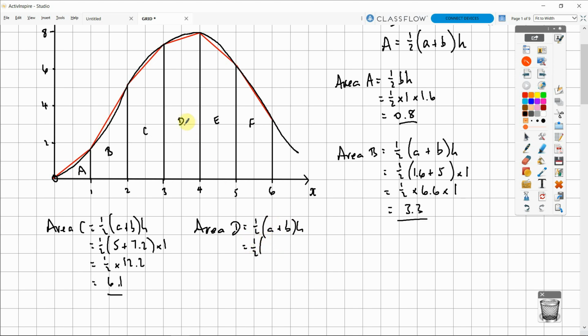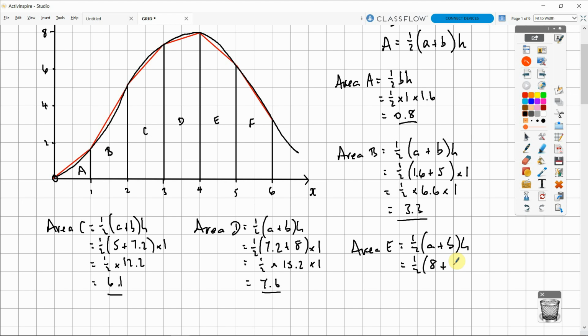For trapezium D, on the left-hand side, well, I've already used 7.2, so I better use that again. Plus the right-hand side of trapezium D, I reckon that's 8, times a strip width of 1. That's 1/2 times 15.2 times 1. That's what, 7.6. Now, this is not as neat and tidy as I would like. It's getting a bit all over the place. But at least the different bits of working all stand on their own and are understandable.